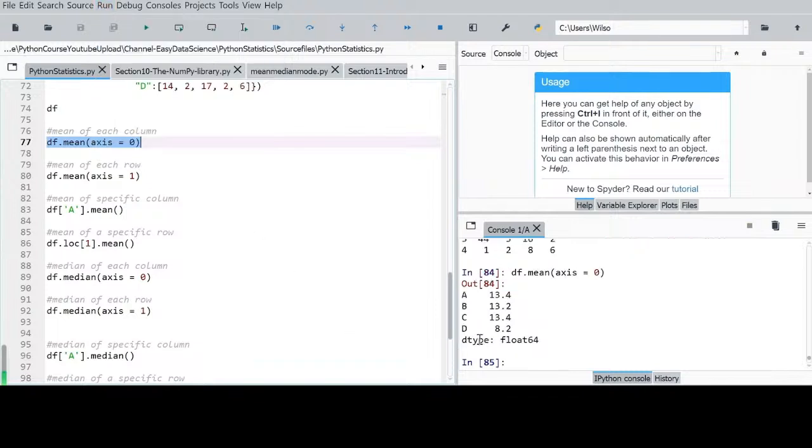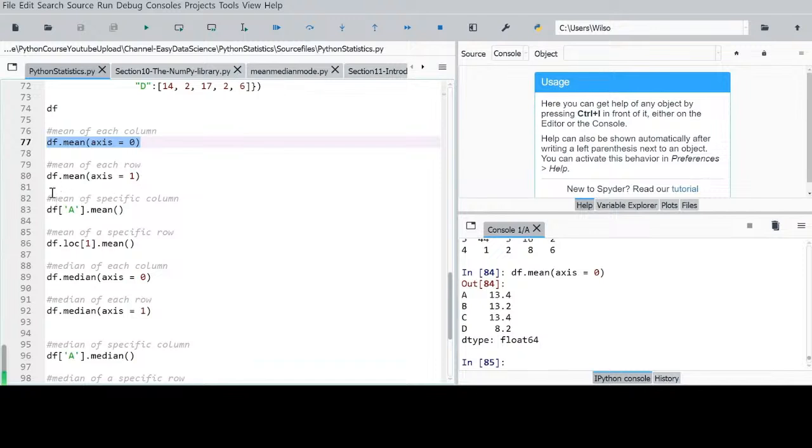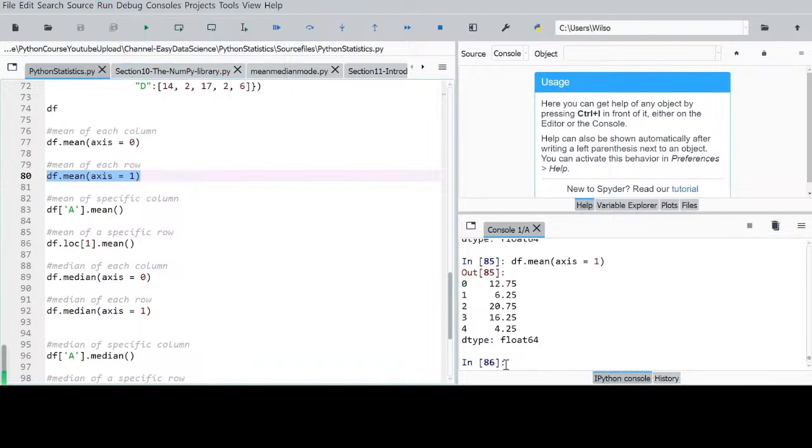So the result is a series data structure with index A, B, C, D for each column of this data frame. Then the value is the mean value for each column. And if you want to calculate the mean of each row, we just assign axis equals 1 here in the mean function. So the mean value for each row, index 0 to 4, has been calculated.